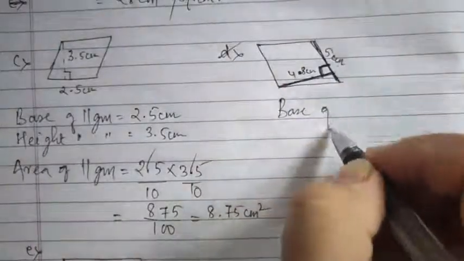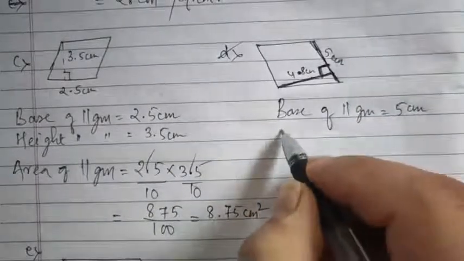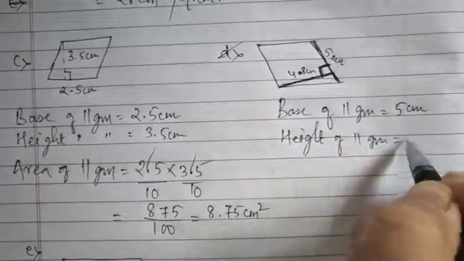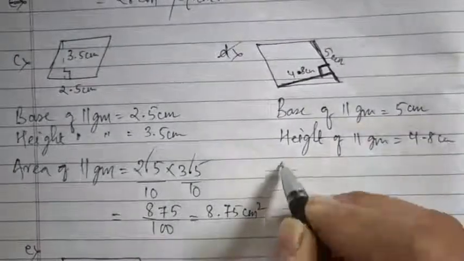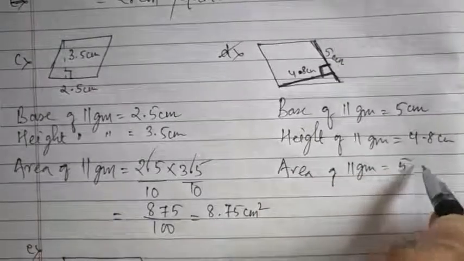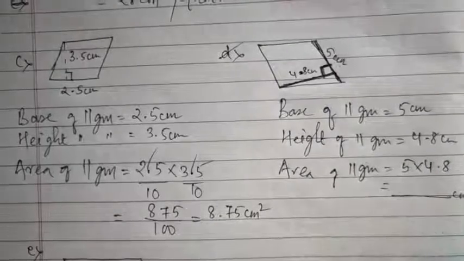So base of parallelogram is equal to 5 centimeter and height of parallelogram is equal to 4.8 centimeter, right? So area of parallelogram will be equal to 5 into 4.8. Answer you are going to write yourself.